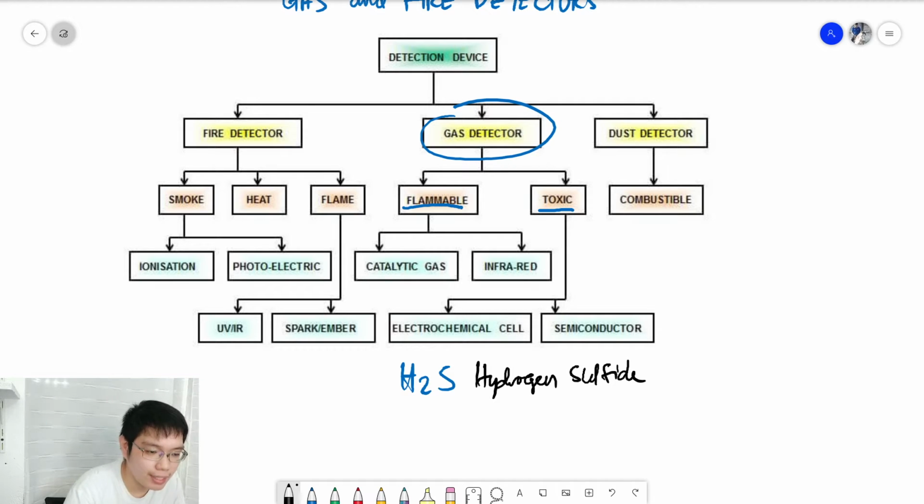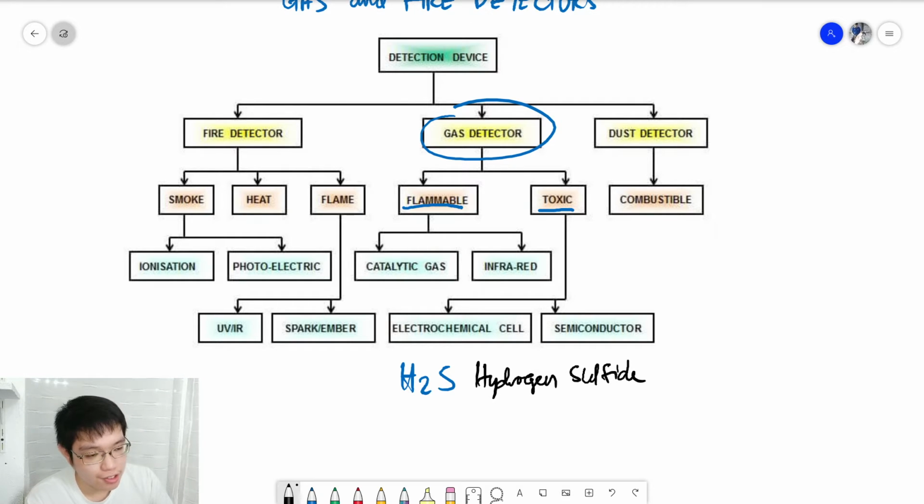So as for the electrochemical cell, there's a cell inside it that reacts to the presence of hydrogen sulfide, and once the reaction occurs, that's when the gas detector trips and the alarm is activated.